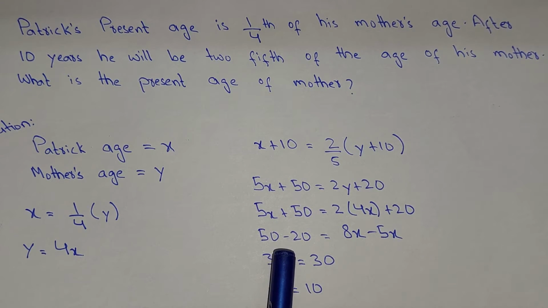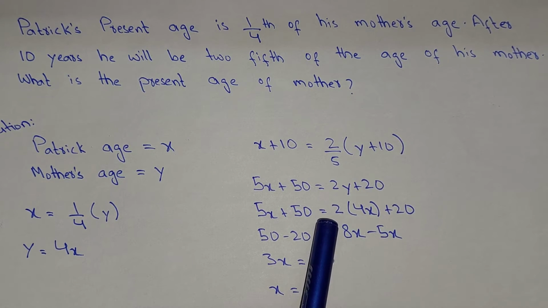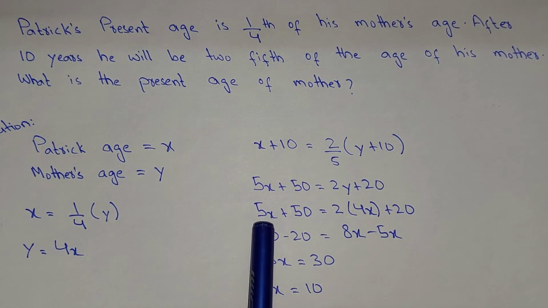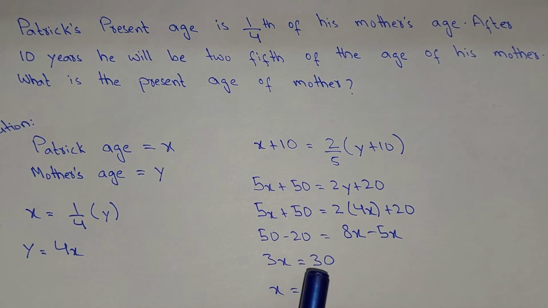So 50 minus 20, if we bring this plus 20 to the left hand side, that will be minus 20. So 50 minus 20 equals 8X, and bring this 5X to the right hand side, that will be minus 5X. So 8X minus 5X, that will be 3X, and 50 minus 20, that will be 30. X equals 30 divided by 3, that will be 10. So we can say that Patrick's present age is 10 years.